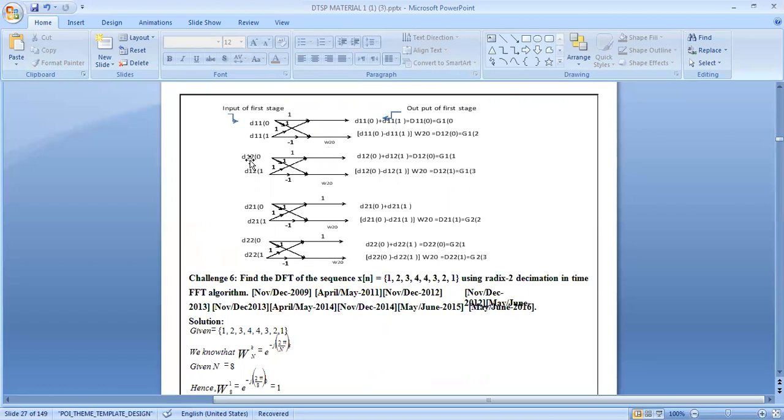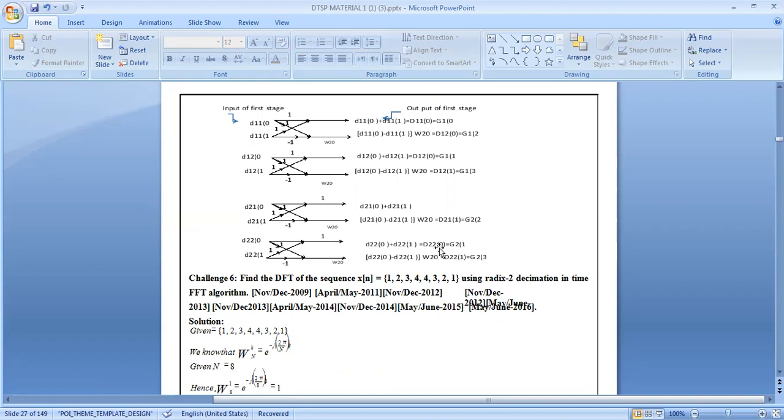In the next case, D12 of 0 will be combined with D12 of 1 by addition, and the next one is the subtraction of D12 of 0 and D12 of 1, then multiplied with the twiddle factor. The next one, D21 of 0 is added with D21 of 1, and the next one is D21 of 0 minus D21 of 1. Similarly for the last one, D22 of 0 and D22 of 1: first addition, second subtraction.